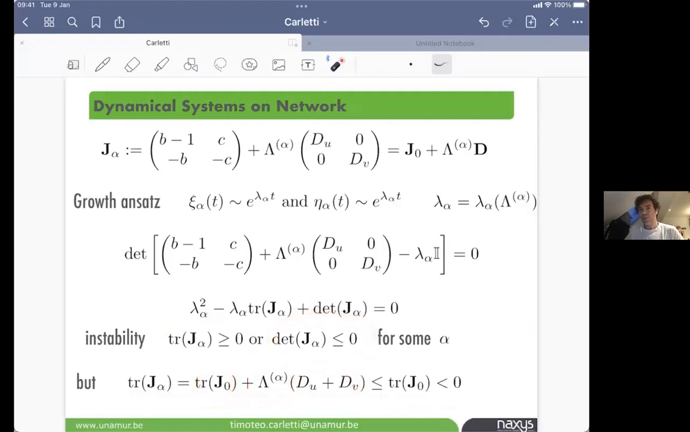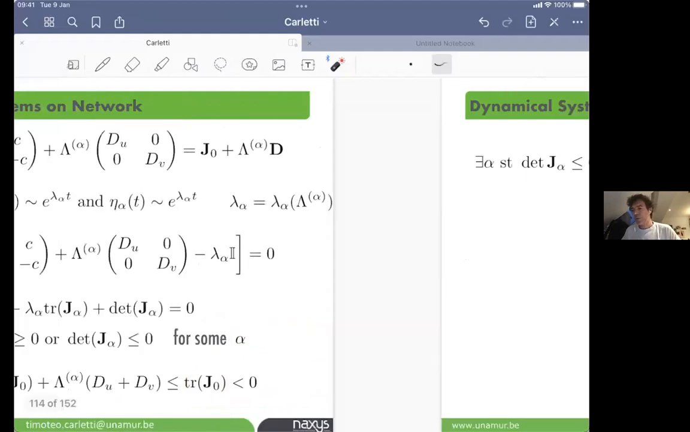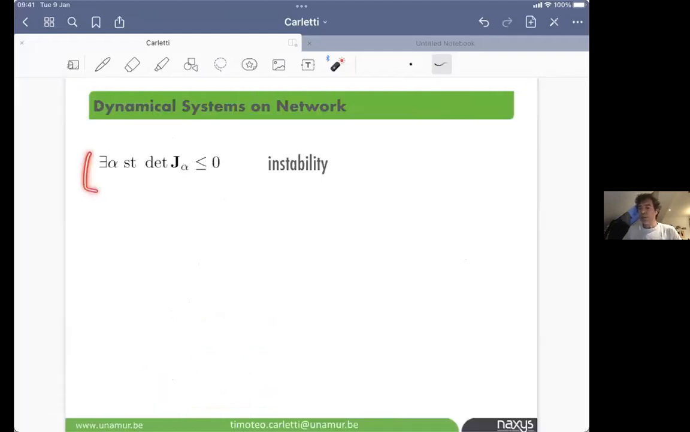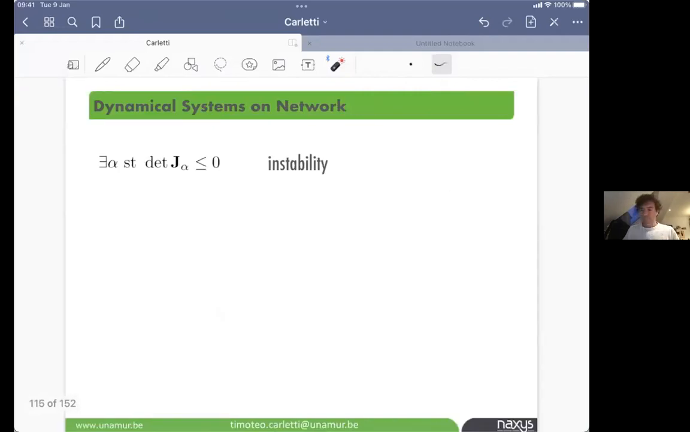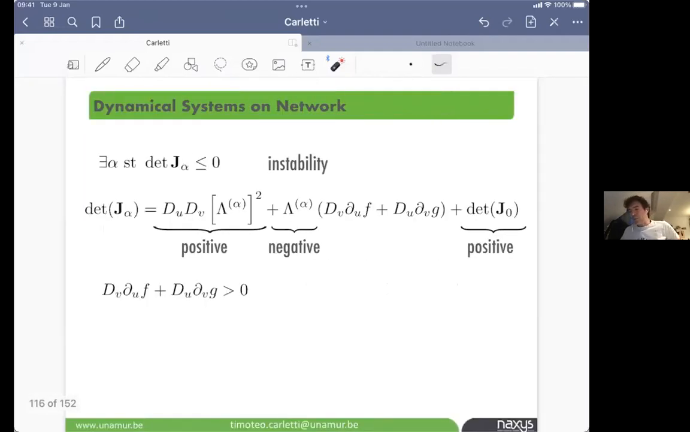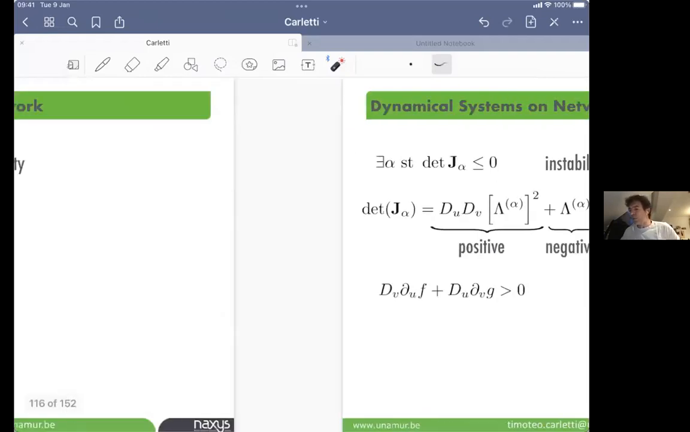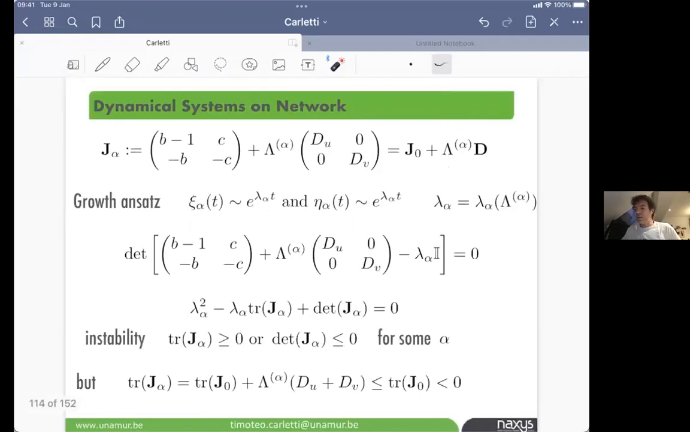Okay, so are you following? I hope so. So now we have to study this condition. If you write explicitly what this determinant is, it has 3 parts. So you just do some computation. Again, it's easy, just take the matrix, this matrix, and take the determinant. It's a 2 by 2 matrix, okay?